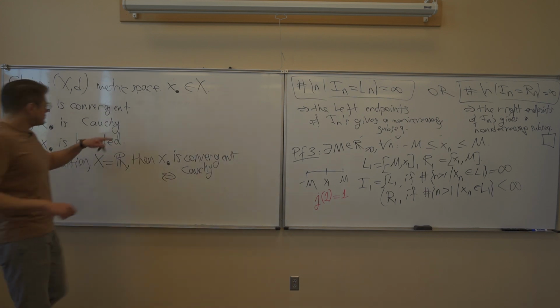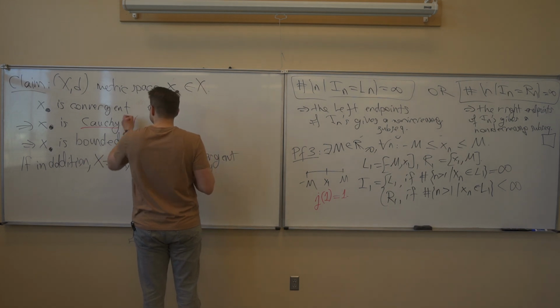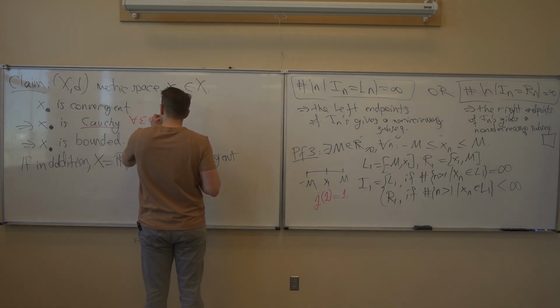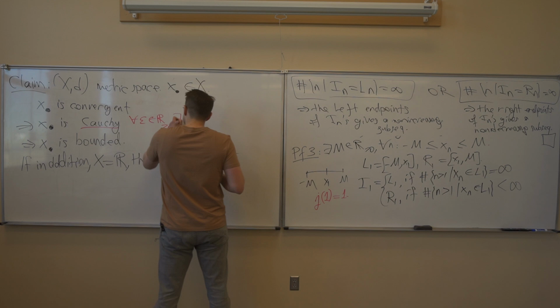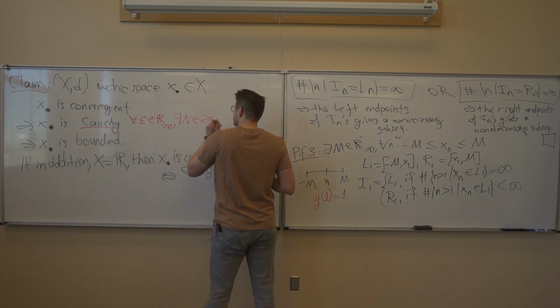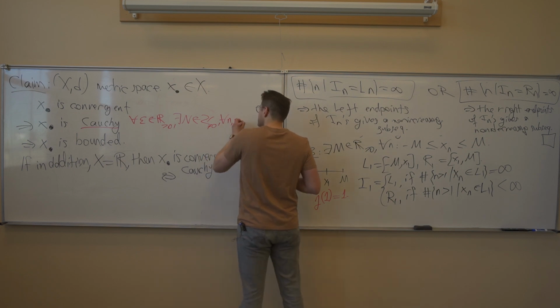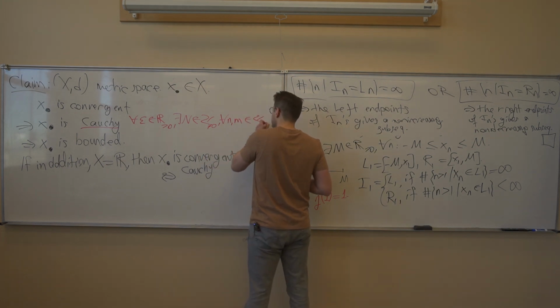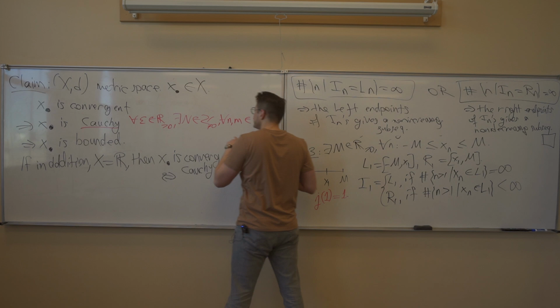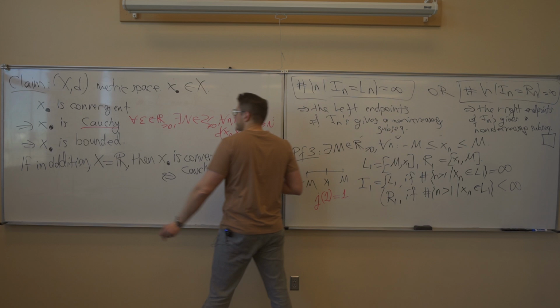And so let me write this down. The definition of X_n being Cauchy: for any epsilon, there is an N such that for any two times n and m after N, the distance between the nth and the mth terms is bounded by epsilon.